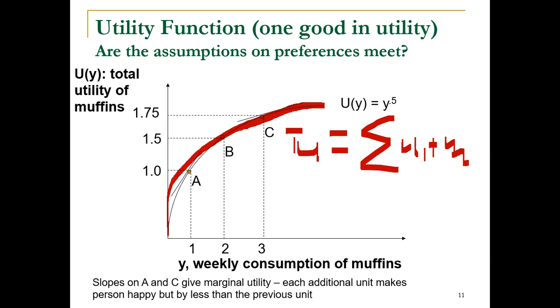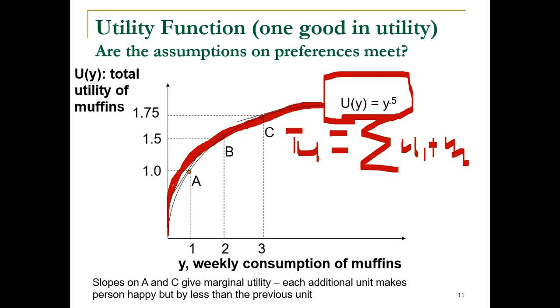So now this locus here is what we call the total utility function. It's just giving us the total level of utility that we derive from the consumption of these goods. So when you consume 1, you have got that level of utility. When you consume 2 units, you've got that level of utility. When you consume 3 units, you've got that level of utility. So this function is what we call the utility function.